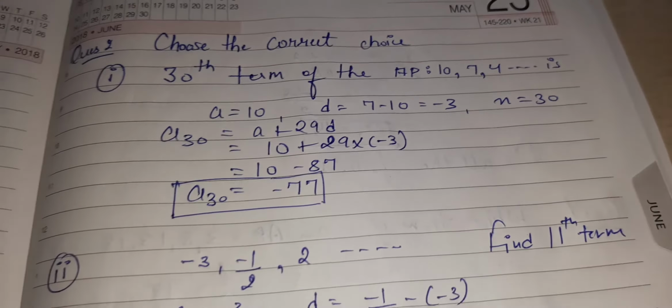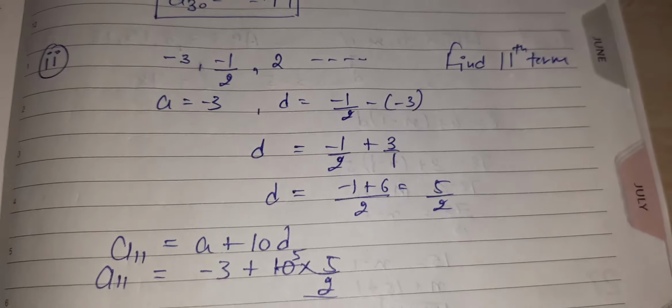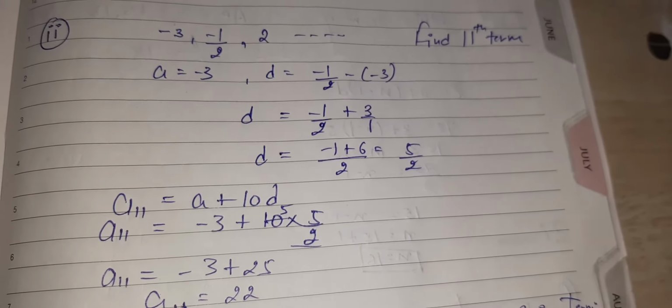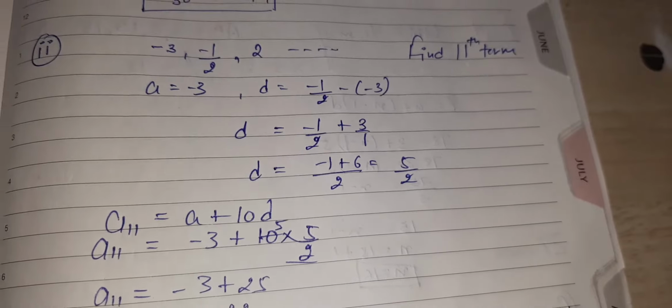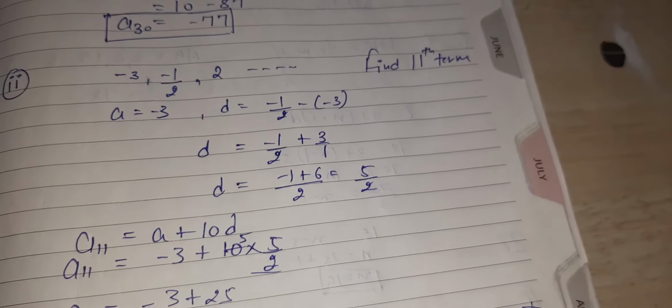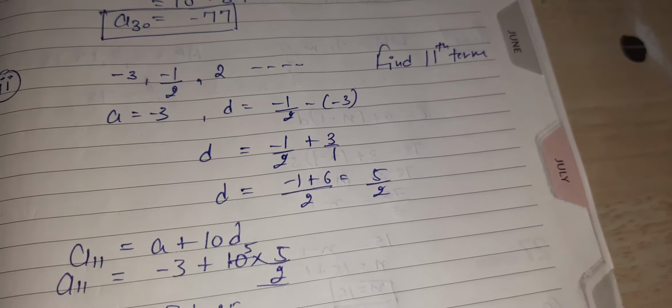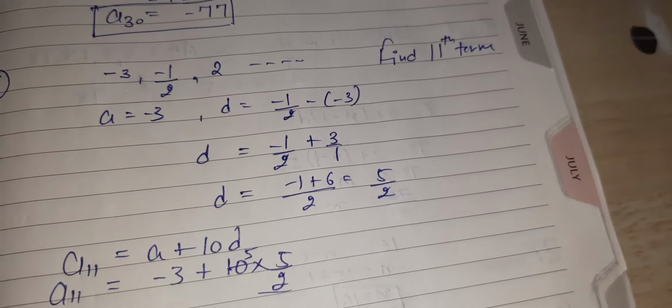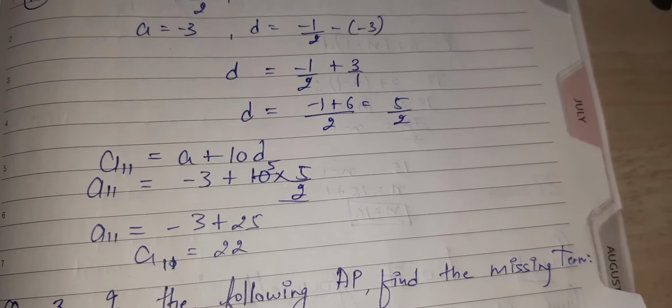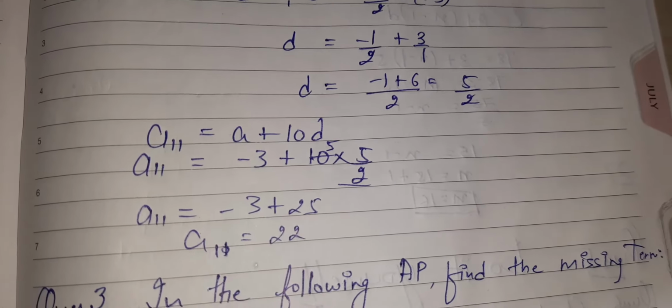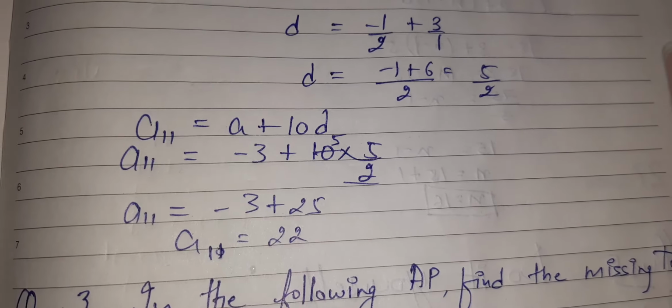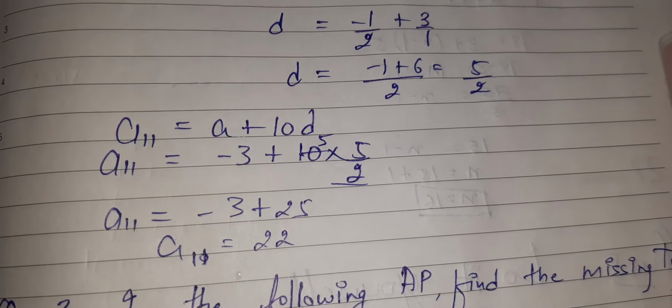Now see the second part: minus 3, minus 1 upon 2, to find the 11th term. We have to find d: minus 1 upon 2 minus (minus 3). Taking the LCM, d comes out to be 5 by 2. a_11 we have to find, a plus 10d. In the same manner I have done it. Cancel 10 by 2, that is 5, 5 times 5 is 25. Minus 3 plus 25 comes out to be 22.